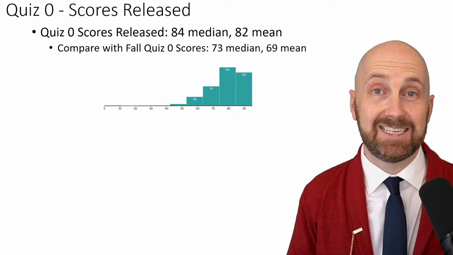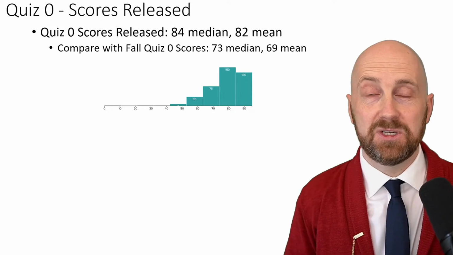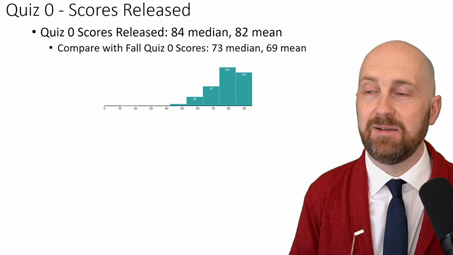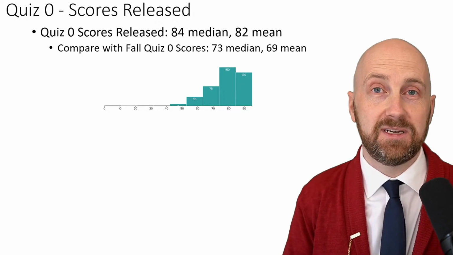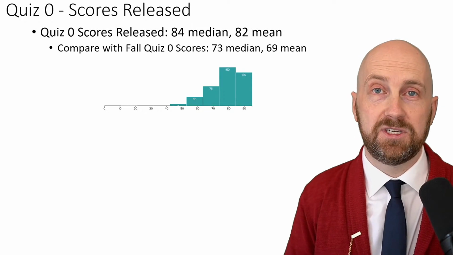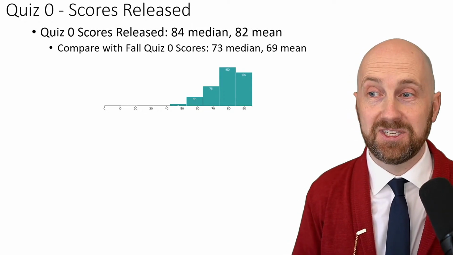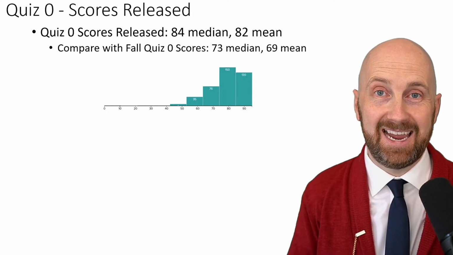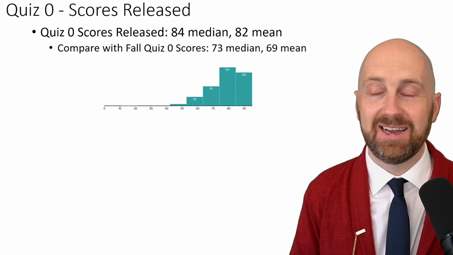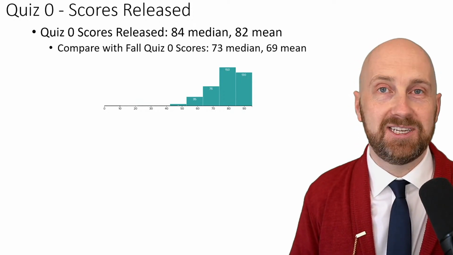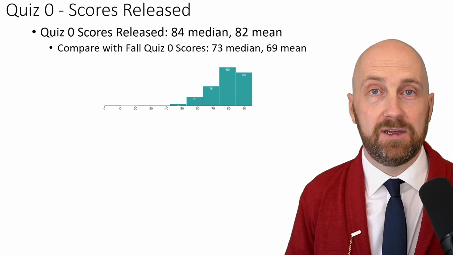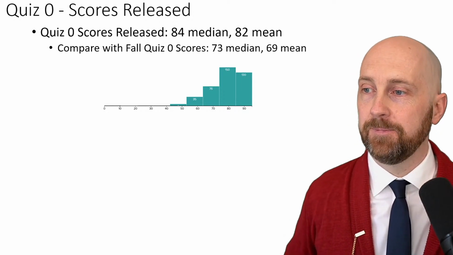If we compare this to last fall, the median on the first quiz was a 73 and the mean was a 69. So this is a significantly better performance than what your peers did in the fall on Quiz 0. They were pretty different quizzes. Quiz 0 in the fall was actually more like an 8-hour programming assignment where we opened it at the start of class and it was due at midnight. It was a much more intense thing. We've decided to focus more on conceptual and code tracing problems this semester.